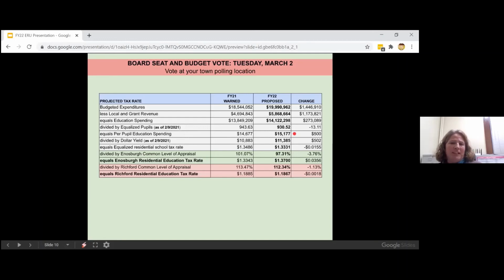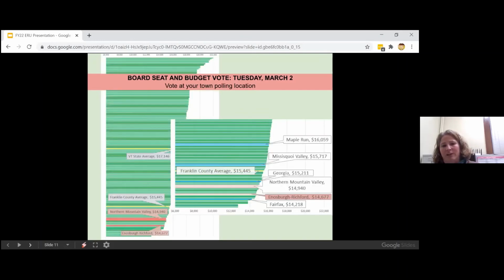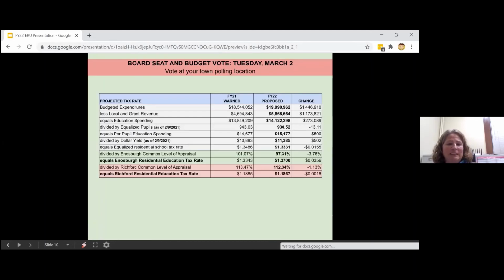Morgan, I'm going to put you to the next slide real quick. We're going to come back to this, but the next slide shows where we rate in the county and in the state as far as per pupil spending. This was last year's numbers, correct, Morgan? Correct. And you can see Enosburgh-Richford is towards the bottom, with Northern Mountain Valley just above us. We are below the county average, and well below the state average. So we're still coming in towards the bottom, even though it does look like an increase. I'm going to put us back to the other slide, please.